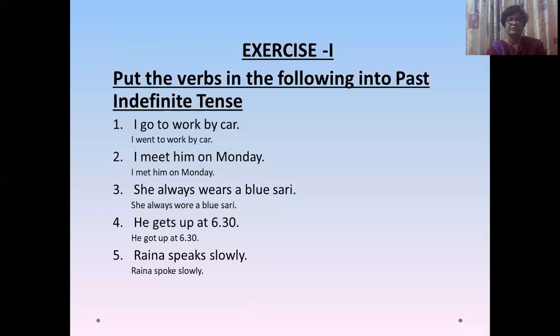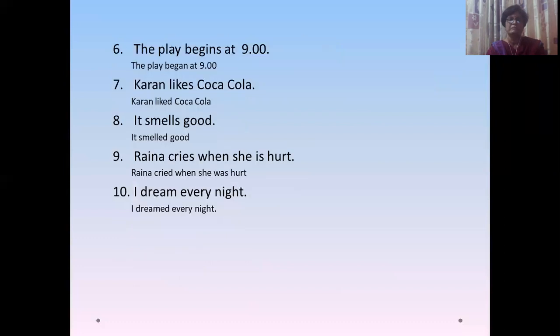Now the fifth sentence is, Rena speaks slowly. Now we'll see what's the verb here. It is speaks. So in past tense it will become spoke. So the sentence will be, Rena spoke slowly.